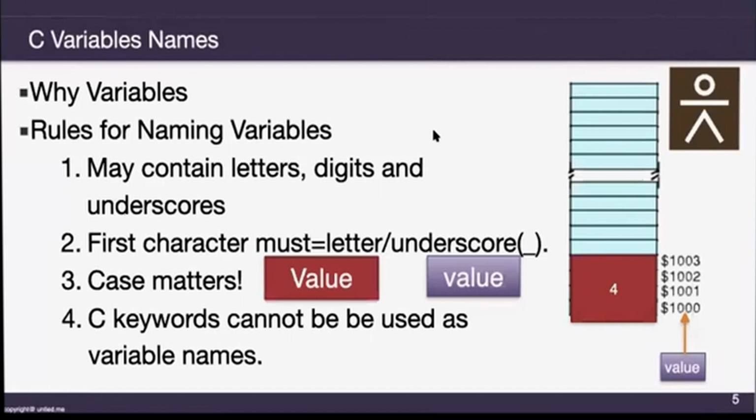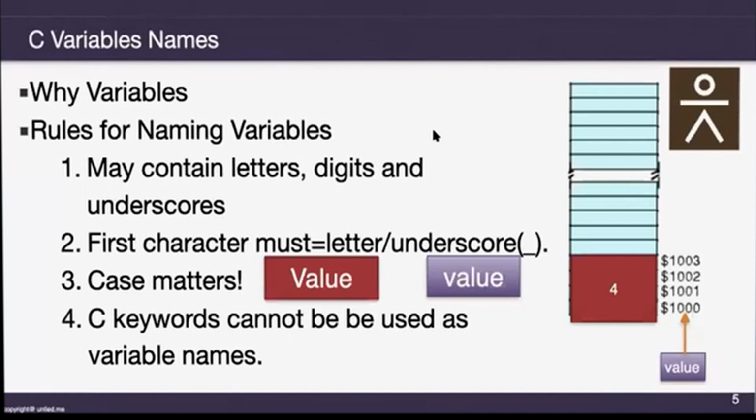Case matters. If you are writing value and value, where one has a capital V and the other has a small v, they will be treated differently. So whenever you are writing variable names, you have to keep these things in your mind.